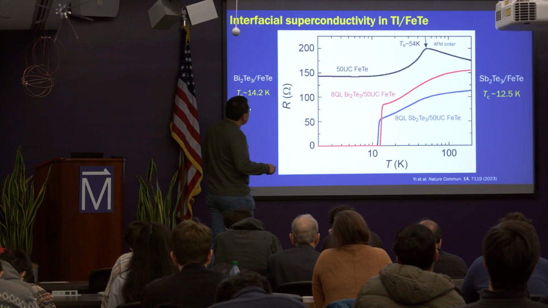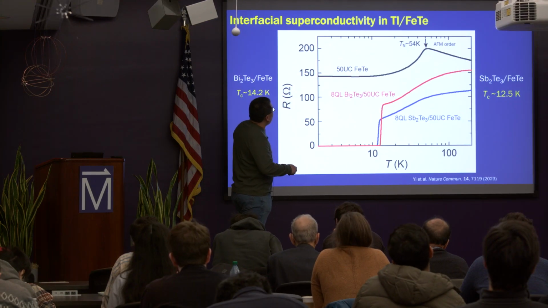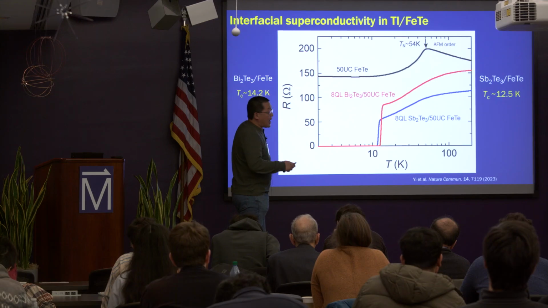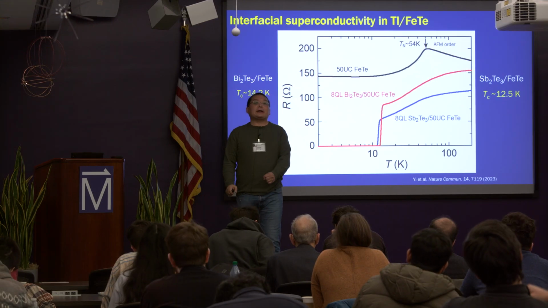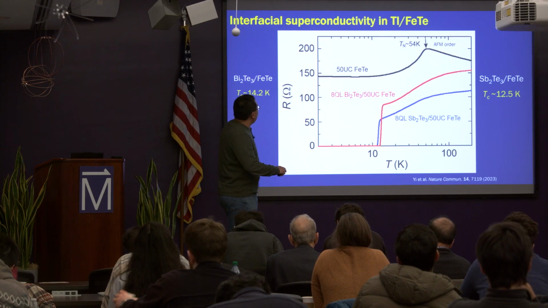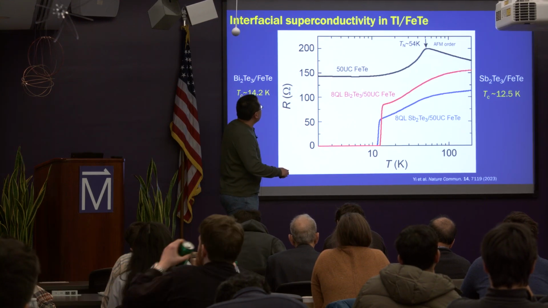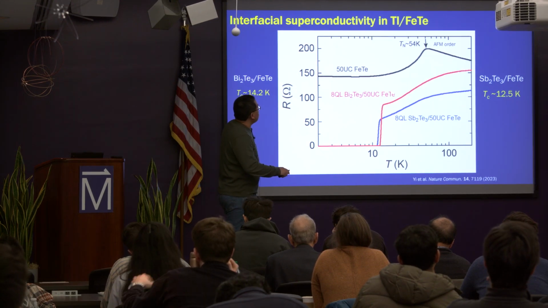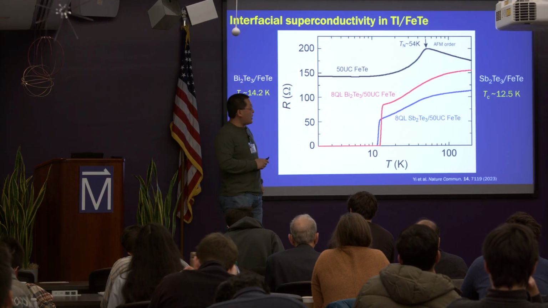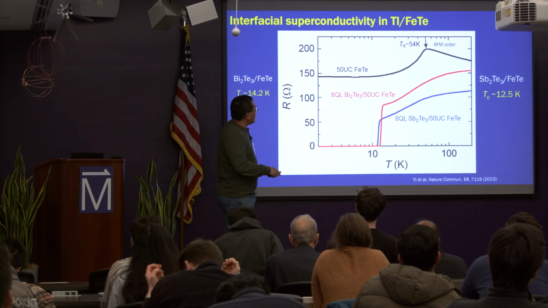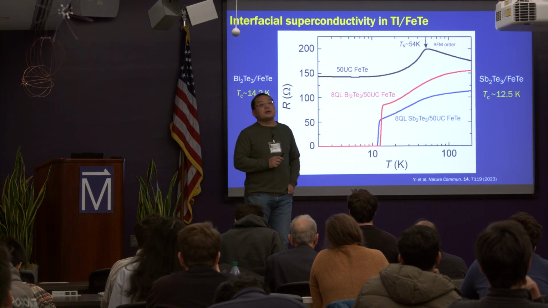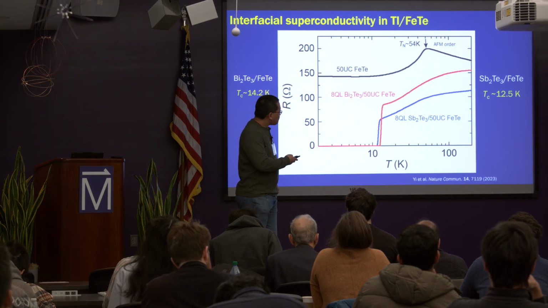If we deposit 8 quintuple layer bismuth telluride on top, and antimony telluride on top, a sharp superconducting phase transition appears. Here we can see that for 8 quintuple layer bismuth telluride and 50 unit cell iron telluride, the TC is around 14.2 Kelvin. And for the antimony telluride and iron telluride heterostructures, the TC is around 12.5 Kelvin.